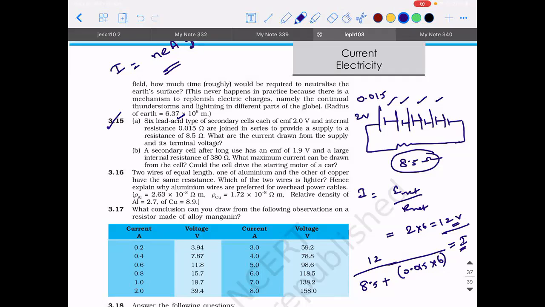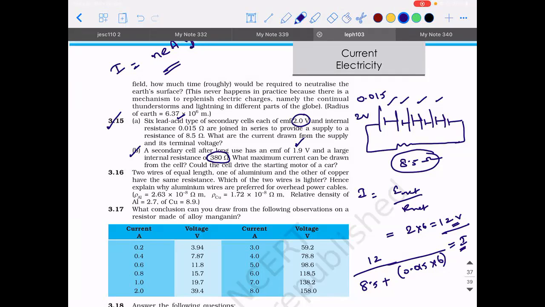Guys, done? Can you try the next one? So what is the next one? A secondary cell is there. After long use, it has an EMF of 1.9. Initially, it had 2 volt. Now it has dropped to 1.9, and a very large internal resistance of 380 ohm. What is the maximum current that can be drawn from the cell?